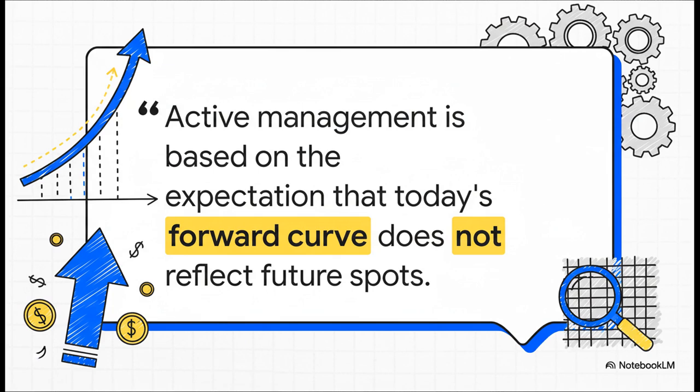They are basically making a bet. They're betting that the market's forecast, which is embedded in that forward curve, is wrong. They think they know better, and they build their entire strategy around trying to profit from that difference.